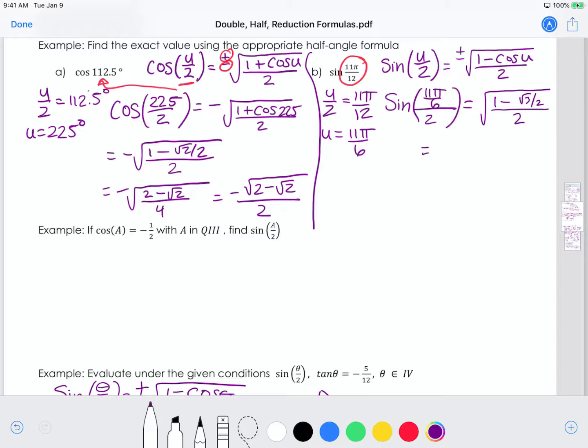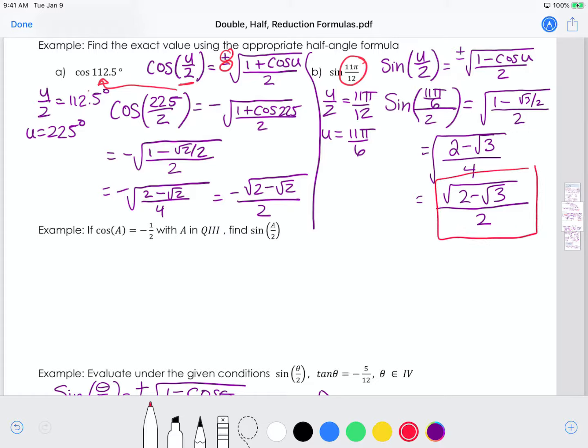So now I'm going to multiply underneath the square root. I'm going to multiply the top and the bottom of the fraction by 2 so I can clear my complex fraction. So that would give me 2 minus the square root of 3 all over 4. And then my last step is I can take the 4 out from under the square root and write it as 2 minus the square root of 3 all over 2. So this is my final answer for sine of 11 pi over 12.